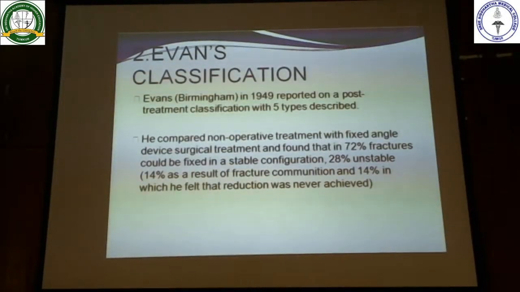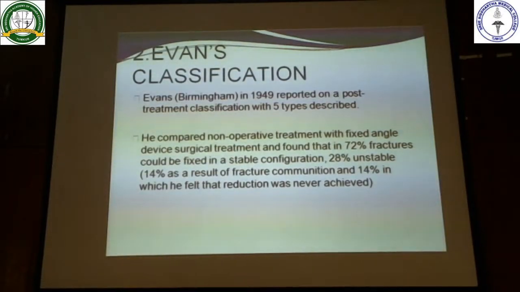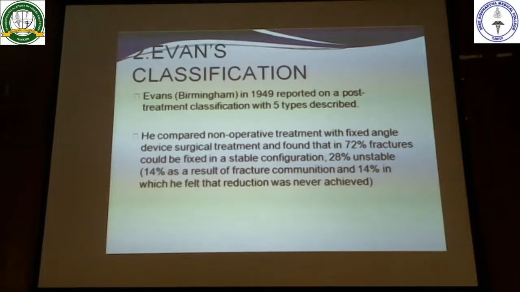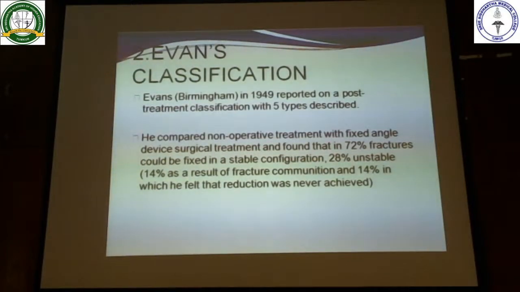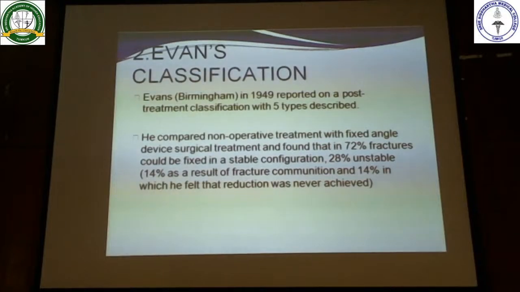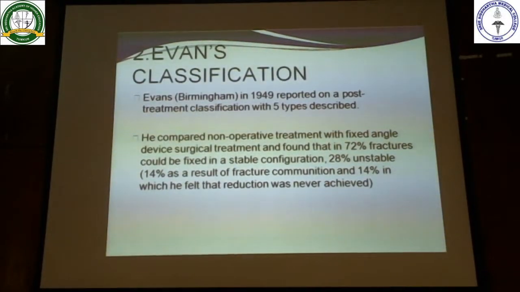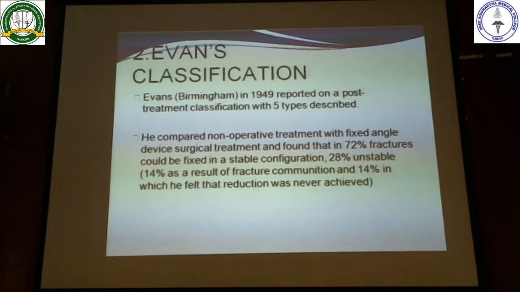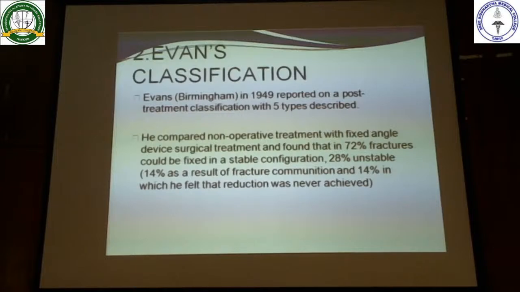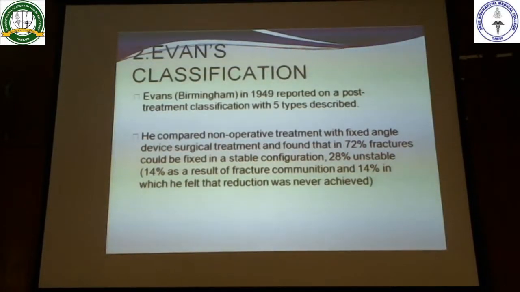Second one is known as Evans classification. In Evans classification, this is more of a surgical point of view. He reported on a post-treatment classification with 5 types described. So he compared non-operative treatment with fixed angle device, surgical treatment, and found that 72% of fractures were fixed in a stable configuration, whereas the remaining 28% were fixed in an unstable configuration.